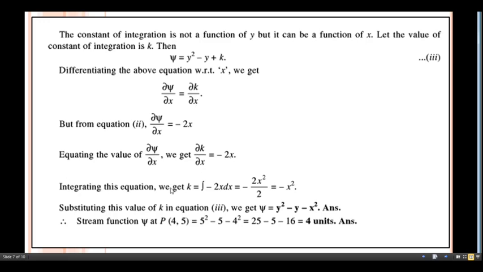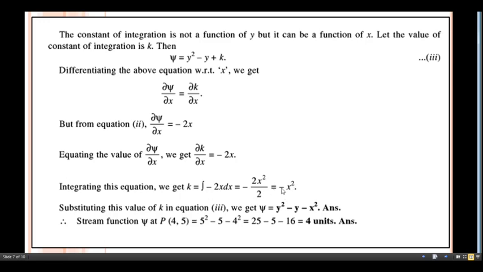Now integrating this equation, we get here: if I keep this ∂k on one side and take this term to the other side, and take the integration of both sides with respect to x, integration of dk is nothing but k, and integration of minus 2x dx is minus x squared by 2 times 2. The 2 by 2 gets cancelled. What we get here is minus x squared.